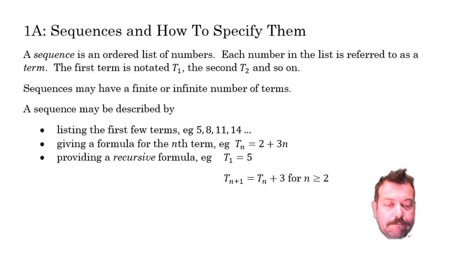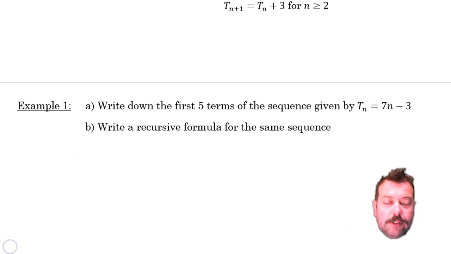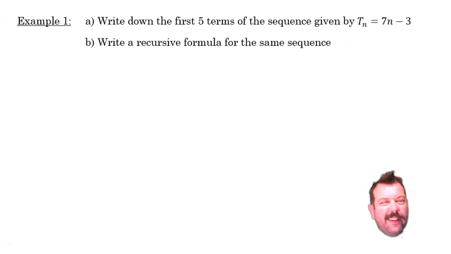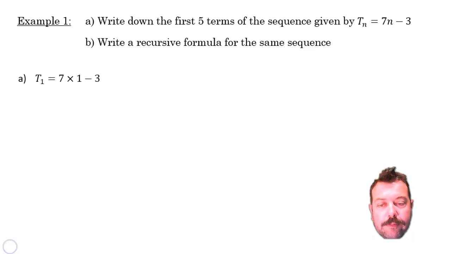There we go, they are three ways to specify a sequence. I've got a little example here, and I think we're just about done. It's pretty quick and easy, this. So write down the first 5 terms of this sequence. We're given this formula for calculating the nth term, 7n minus 3. Then we're going to write a recursive formula for the same sequence.